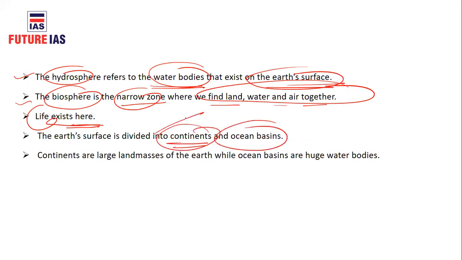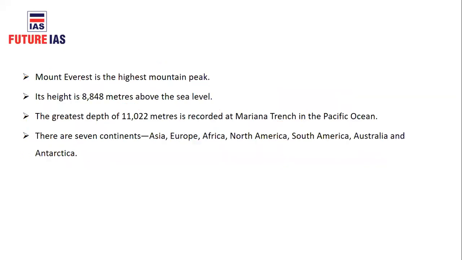The continent is the solid surface, the large land mass of the earth, and the ocean basins are where you will have the large water bodies. So these are the two surface divisions of the earth. When you compare all the peaks, Mount Everest is the highest peak, at 8,848 meters above mean sea level, the highest peak in the world.